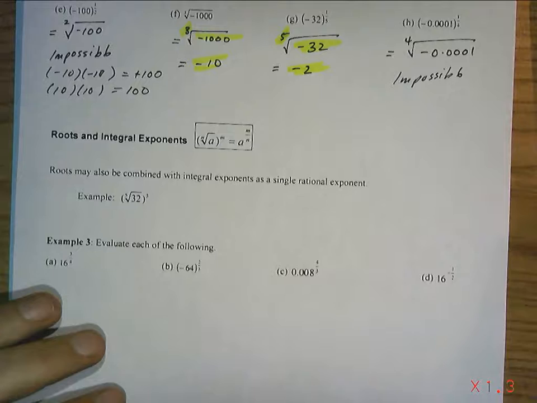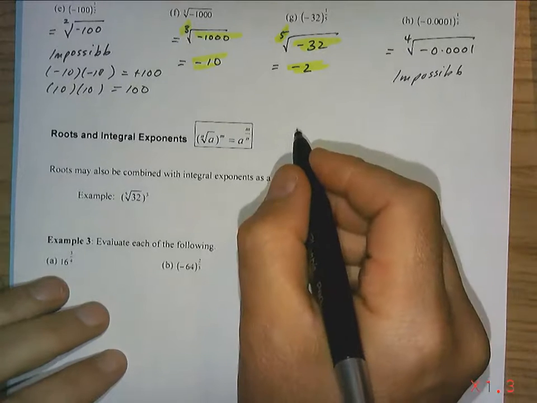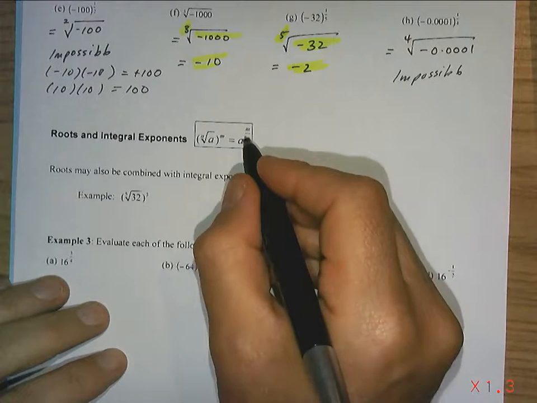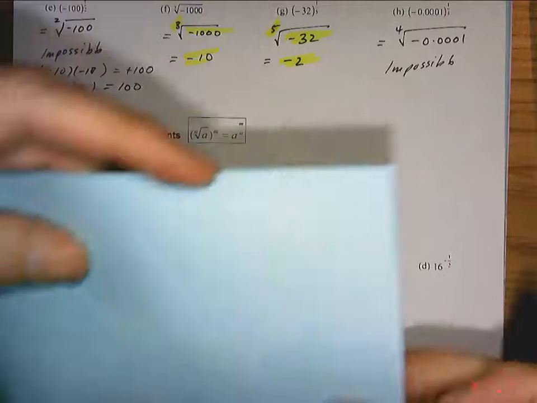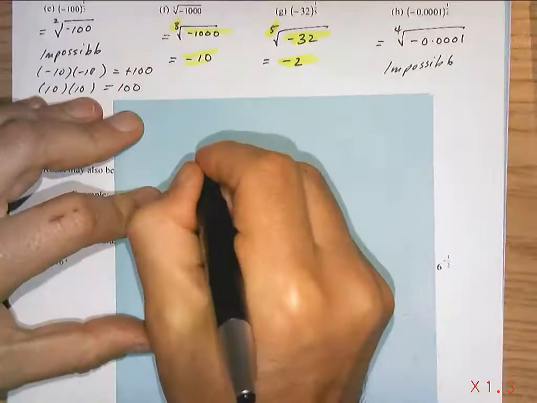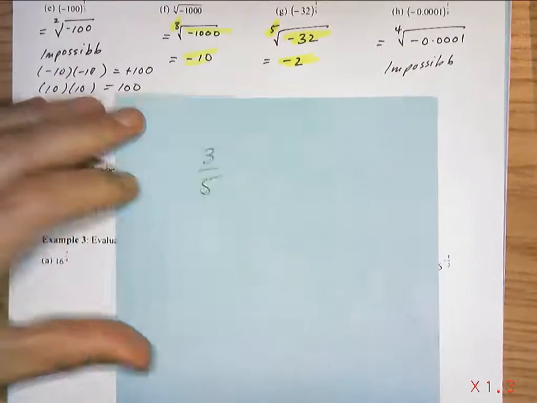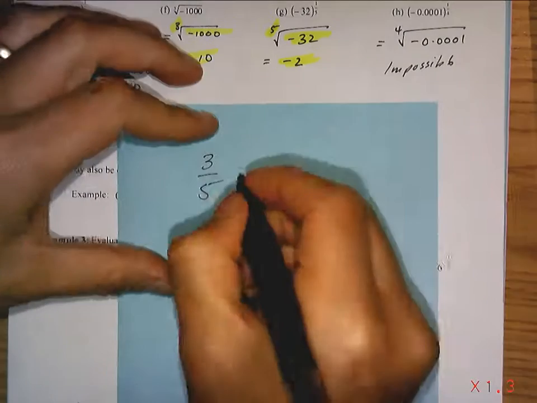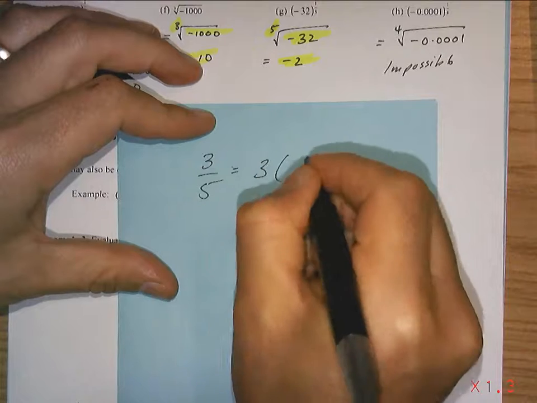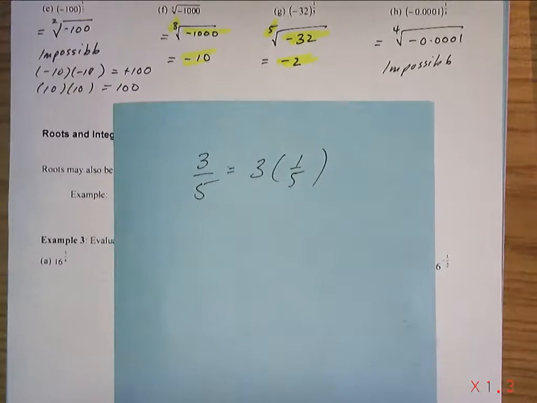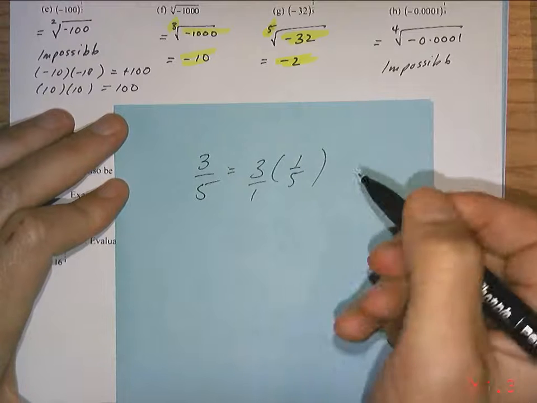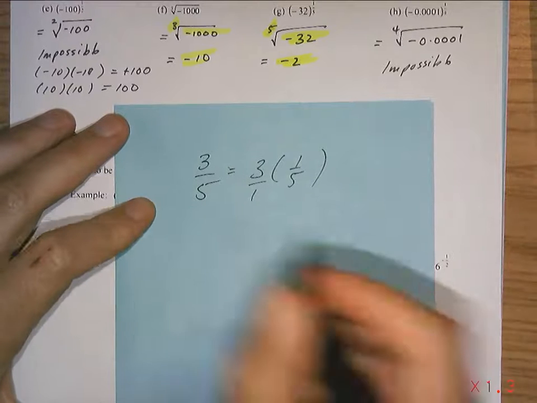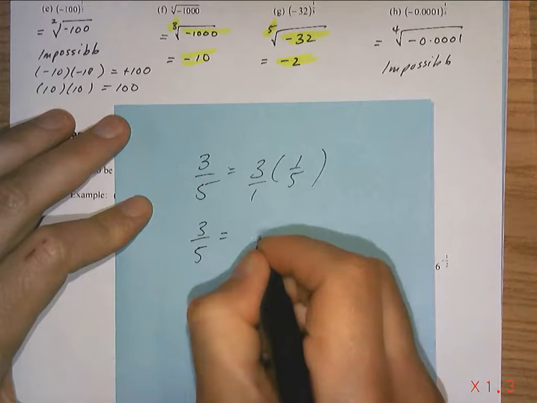All right, that takes us to our next step. Now this one's a little bit interesting, and we talked about it just a little bit before we got into this video. What if I have a number that looks like this? Well, that number can be changed to 3 times 1/5. Now let's look at why. Because 3 can be changed to 3 over 1. Top times top, bottom times bottom gives me 3 over 5.